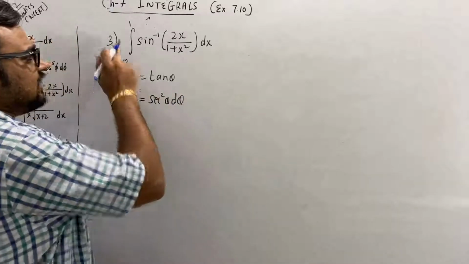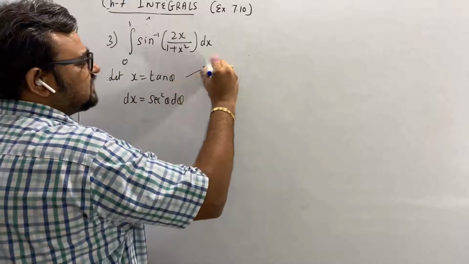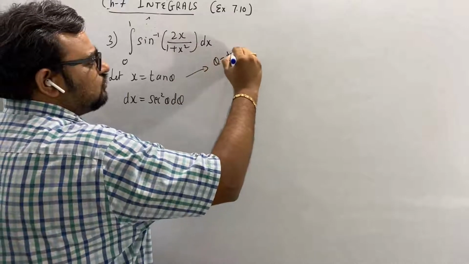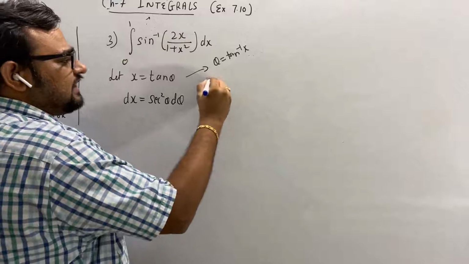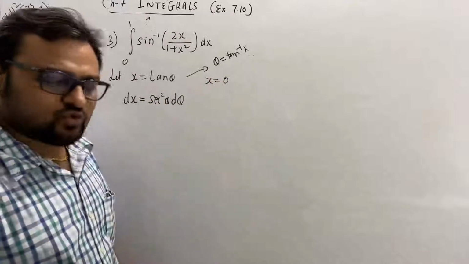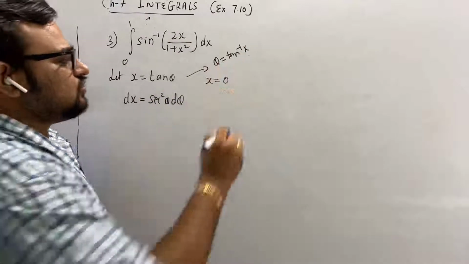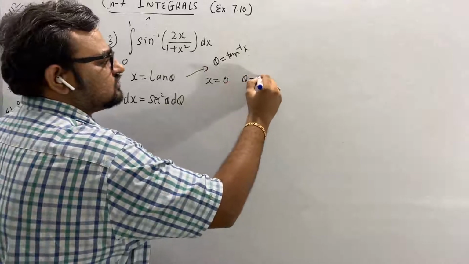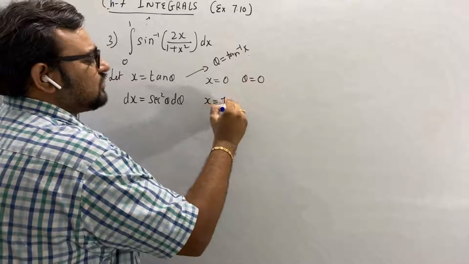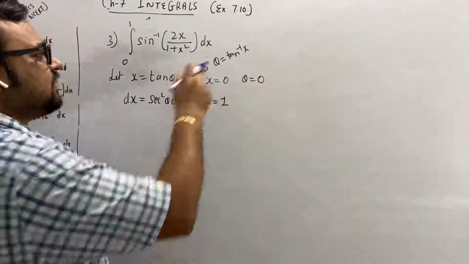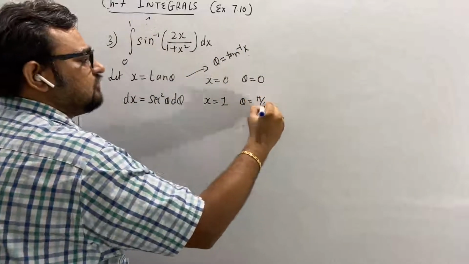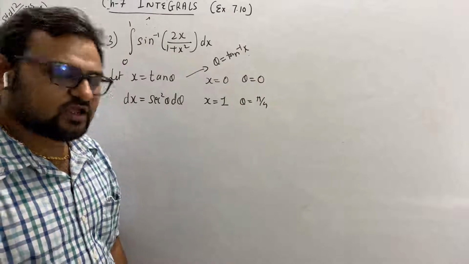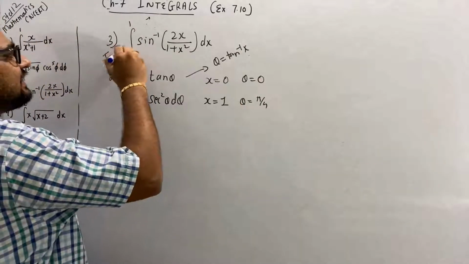Now let's change the limit. Now this says that theta equal to tan inverse x. So for the lower limit, when x is equal to 0, theta is tan inverse 0, that is 0. When x is equal to 1, theta is tan inverse 1, which is equal to pi by 4. Okay, so now I can replace here.